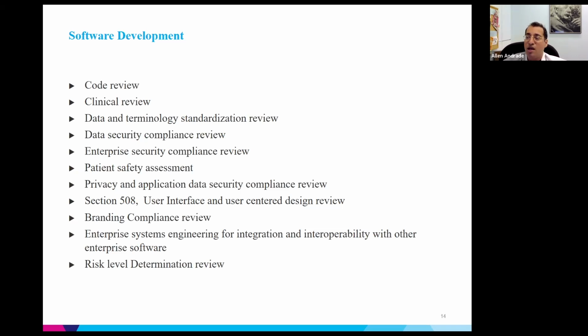with older adults, and that when an application is put together, it meets the branding requirements of your organization, and that when it's deployed, you have the enterprise system engineering for integration and interoperability with other enterprise software to ensure it doesn't break the enterprise system. And also that there's a risk level determination review to make sure that if something goes wrong, there's a plan in place in order to address any issues that come up.